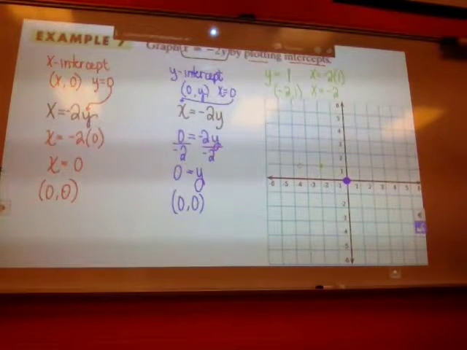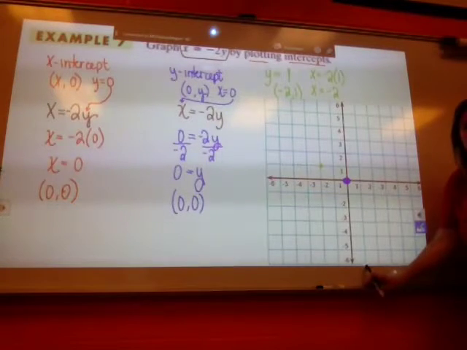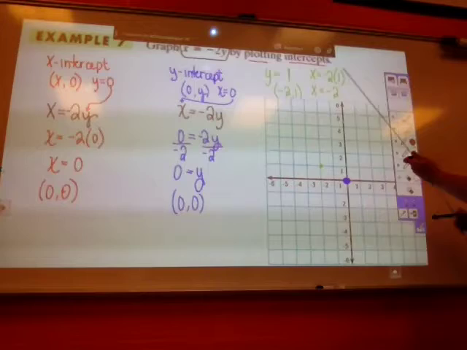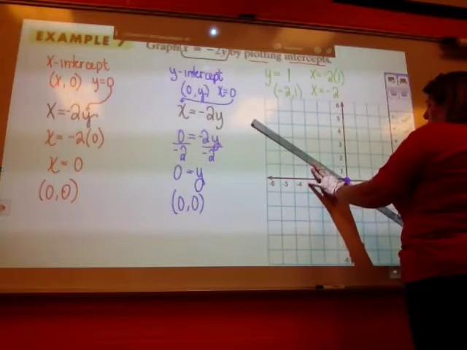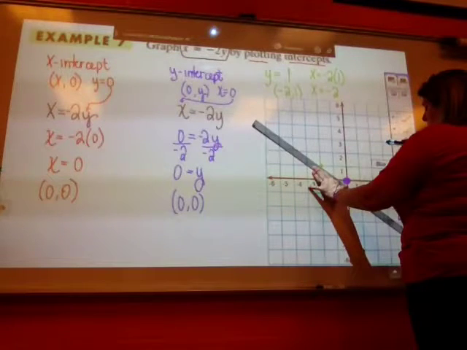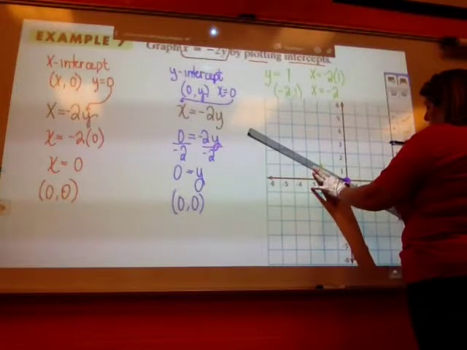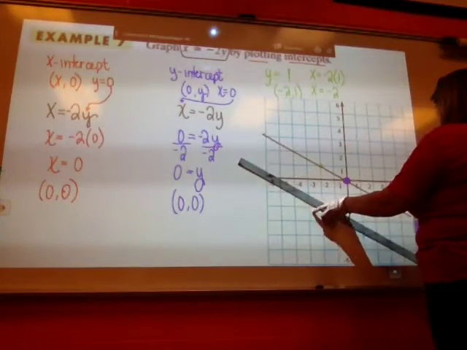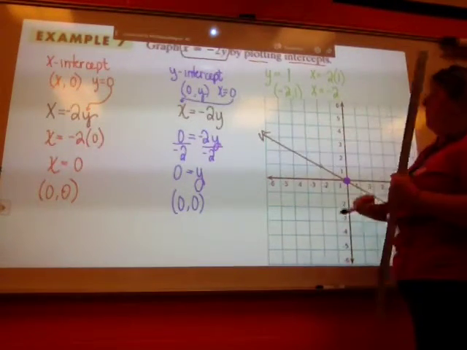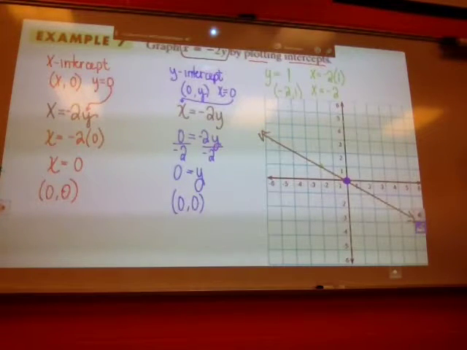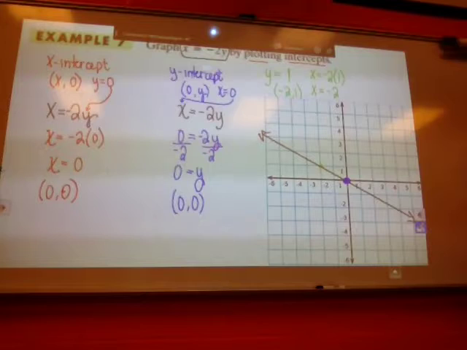Yes. Okay? So then when we got ready to draw our line, it would look like so. All right, does that make sense? But it still only has one intercept because x and y both happen to be the same.